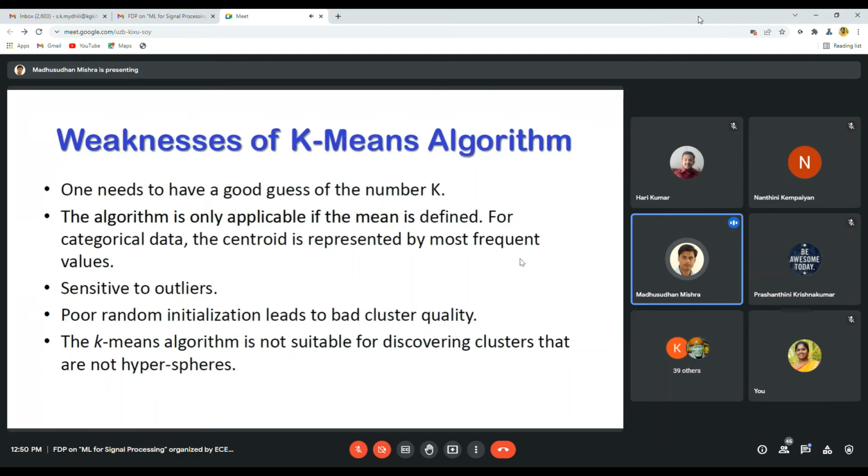K-means is very simple, but the weakness is that one needs a good guess of the number k. When we have initial data in unsupervised learning, we don't have labels. If we had three different labels, then there are three classes and we can put k equals 3. But as k-means is an unsupervised machine learning clustering algorithm, we never know the exact value of k, so we have to guess it. The algorithm is only applicable if the mean is defined, because first we have to define the mean. It is also sensitive to noisy data; if there is noise, it may not perform well.